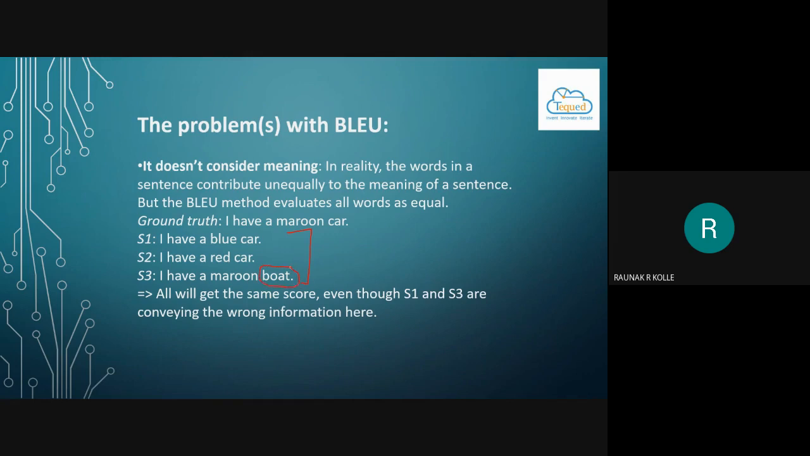If we use this in a real world scenario, if I said that I saw a blue car at the signal today, or I saw a red car at the signal today instead of I saw a maroon car at the signal, it wouldn't make much of a difference. But if I say that I saw a maroon boat at the signal, that would mean something is wrong. We don't see boats on the roads, do we? Hence, it conveys the wrong information.